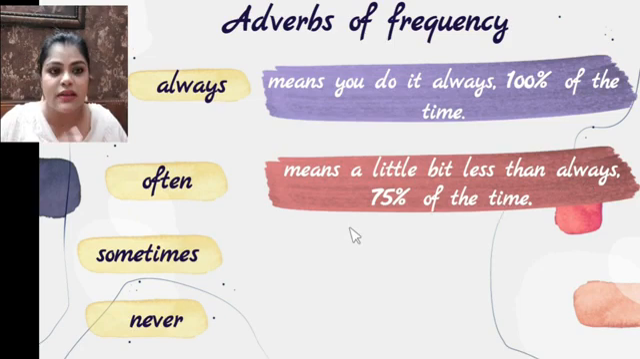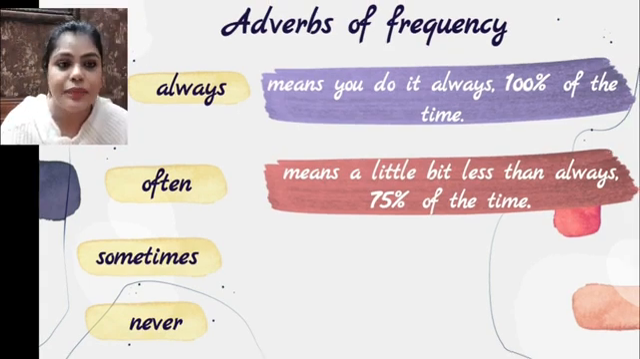Often means a little bit less than always. It means 75% of the time, or we can say most of the time, or many times. Like, he often goes to the temple. Now, out of 7 days, he is going to the temple 5 days. That means he often goes to the temple. Not always. Often means less than always. 75%.